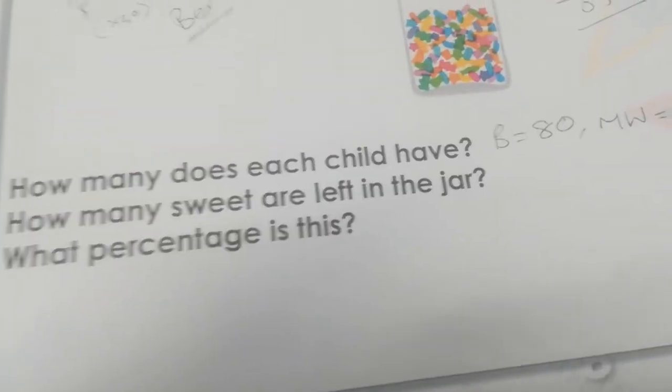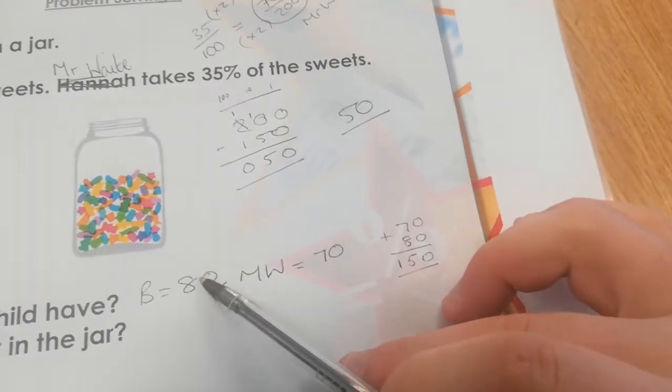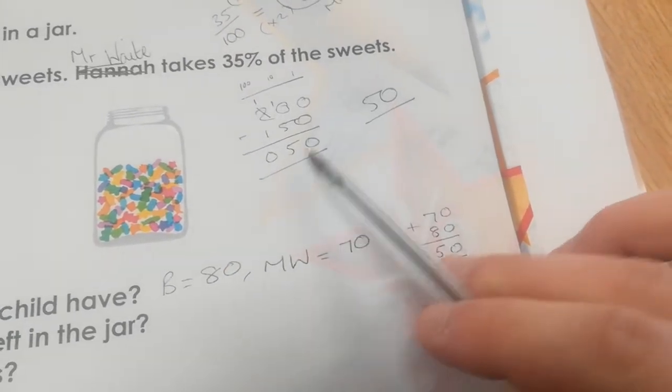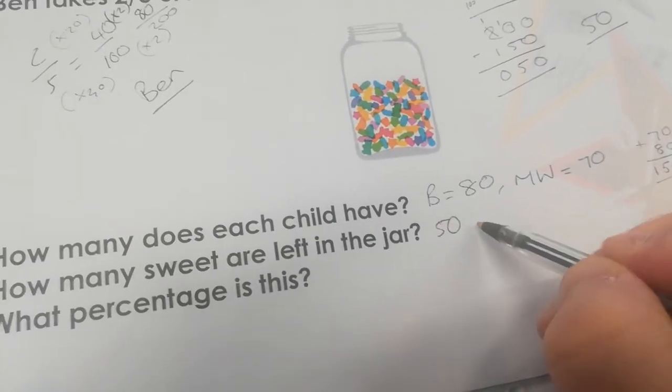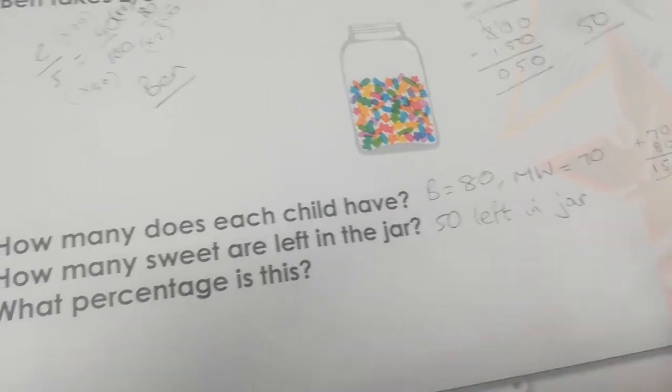Now if we come back to the question, how many sweets are left in the jar? We've done 200 sweets in a jar, take away how many Ben has, take away how many Mr. Waite has. That equaled 150. So there are 50 sweets left in a jar. So 50 left in jar. Perfect.